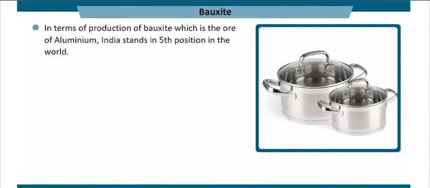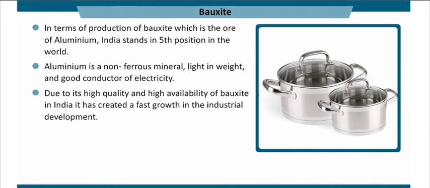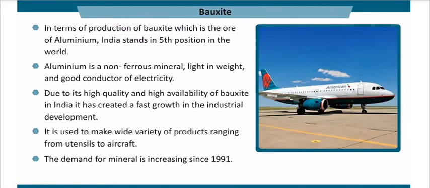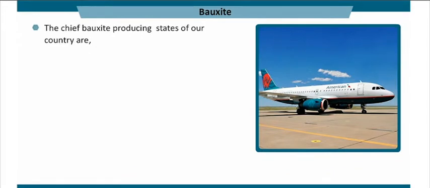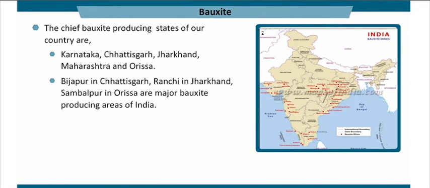Bauxite. In terms of production of bauxite, which is the ore of aluminium, India stands in the 5th position in the world. Aluminium is a non-ferrous metal, light in weight and a good conductor of electricity. Due to the high quality available in India, bauxite has created a fast growth in the industrial development. It is used to make a wide variety of products ranging from utensils to aircraft. The chief bauxite producing states of our country are Karnataka, Chhattisgarh, Jharkhand, Maharashtra and Orissa. Bijapur in Chhattisgarh, Ranchi in Jharkhand, Sambalpur in Orissa are major bauxite producing areas of India.